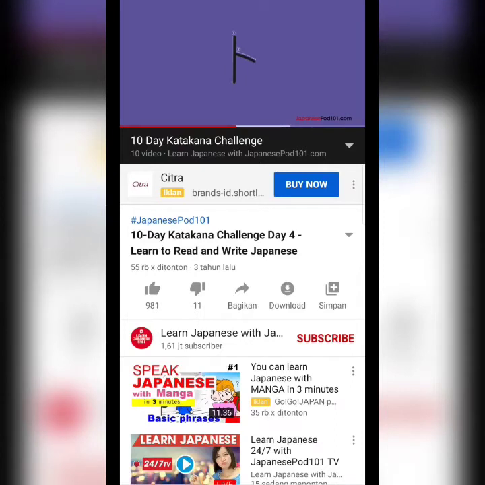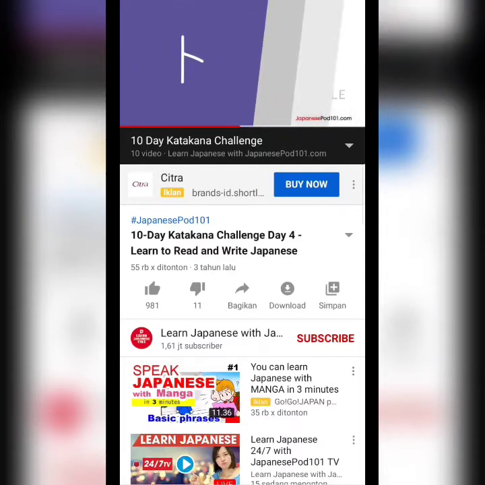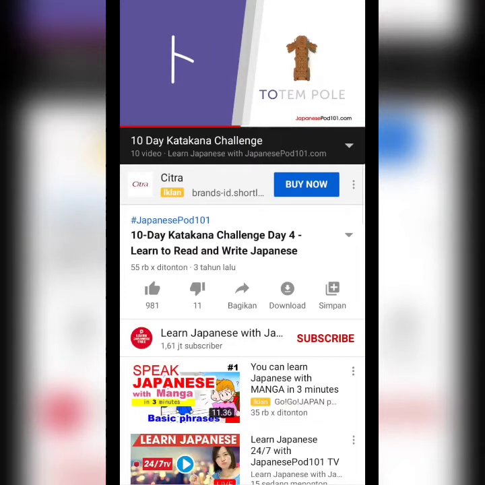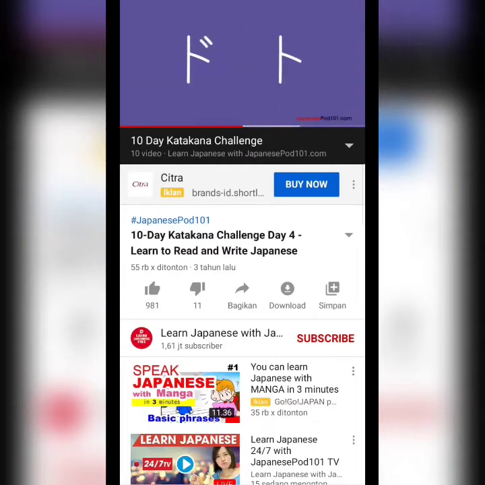Our final character for this lesson is the katakana to. To. To looks like a side view of a totem pole. What does to sound like with the dakuten? To with the dakuten is pronounced do. Remember? To, do, to, do.